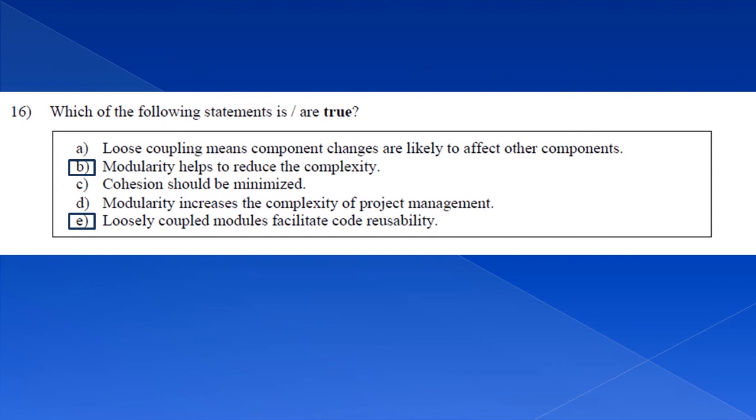And B, modularity helps to reduce complexity. Yes, when you develop the system into modules, it will be easy for you, right? Modularity means you take the whole system and break it down into modules. Okay, and cohesion should be minimized. No, cohesion should be high. Modularity increases the complexity of project management. No. When you make modules and break down the system, it will be easy for you, right? Modularity will not increase the complexity of project management.